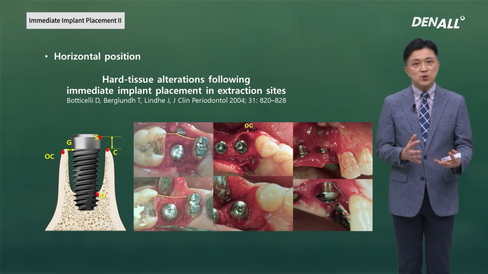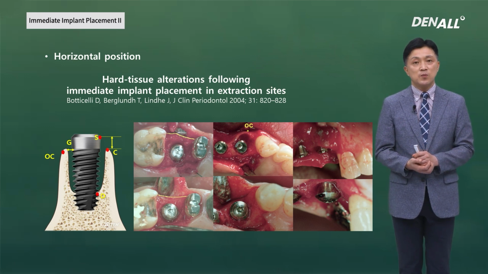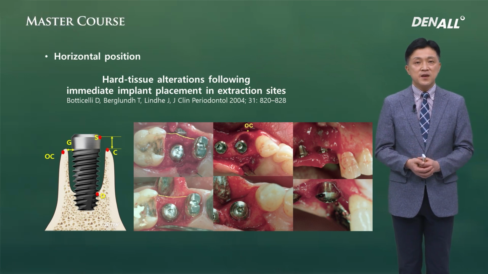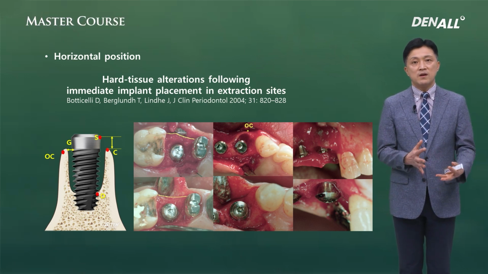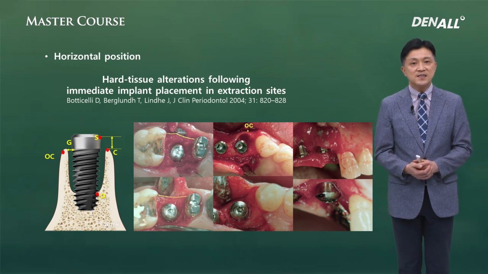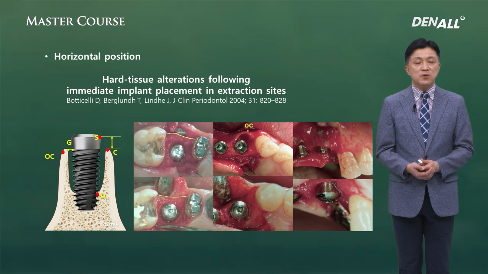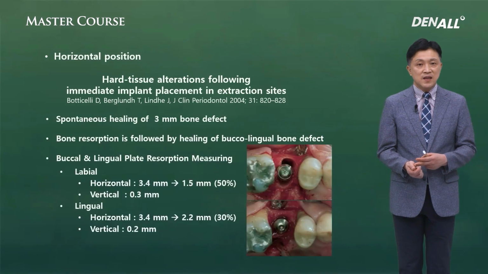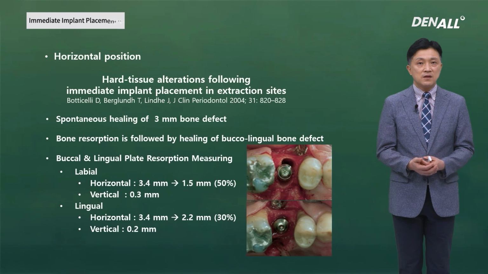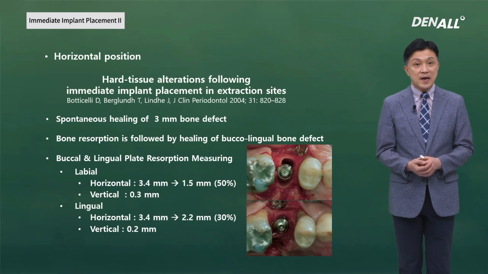In the previous lecture, I talked about how tissue changes after extraction and immediate implant placement. I talked about how immediate implant placement could lead to fewer changes compared to delayed placement. I would like to talk about another study by Botticelli. If you do immediate implant placement and the gap is approximately 3 millimeters, then there's spontaneous healing. We need to be careful here.